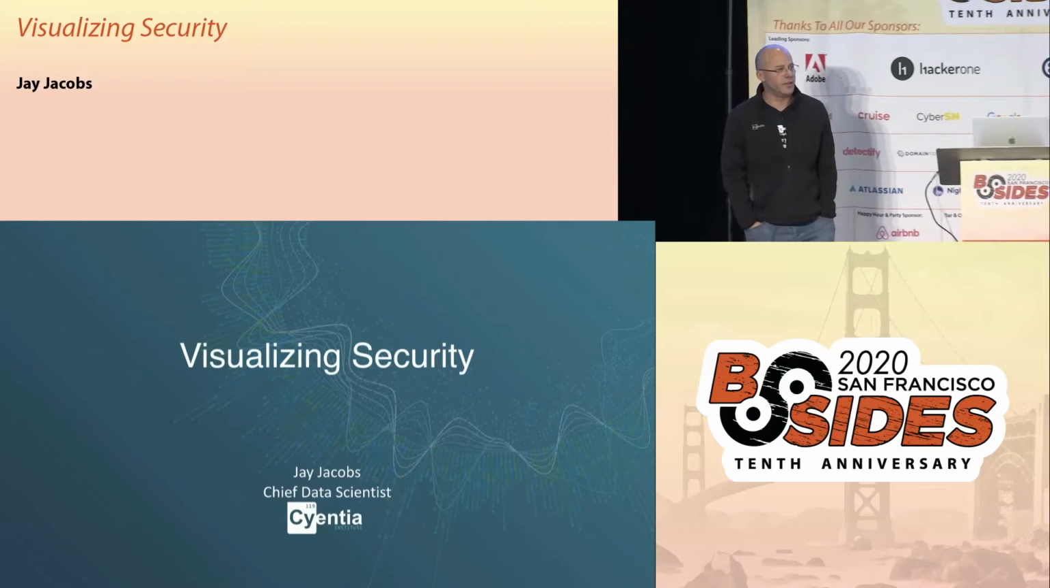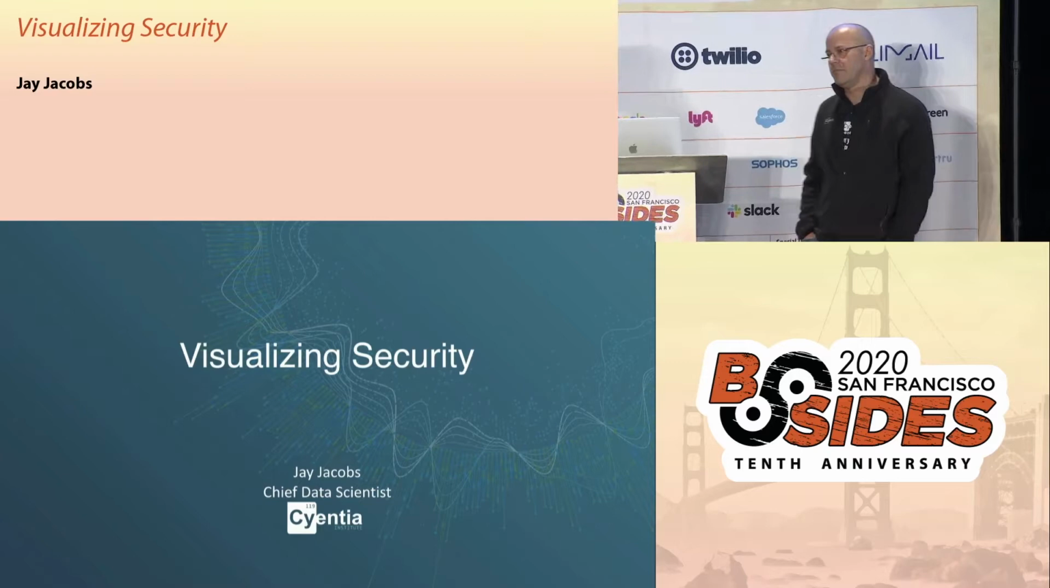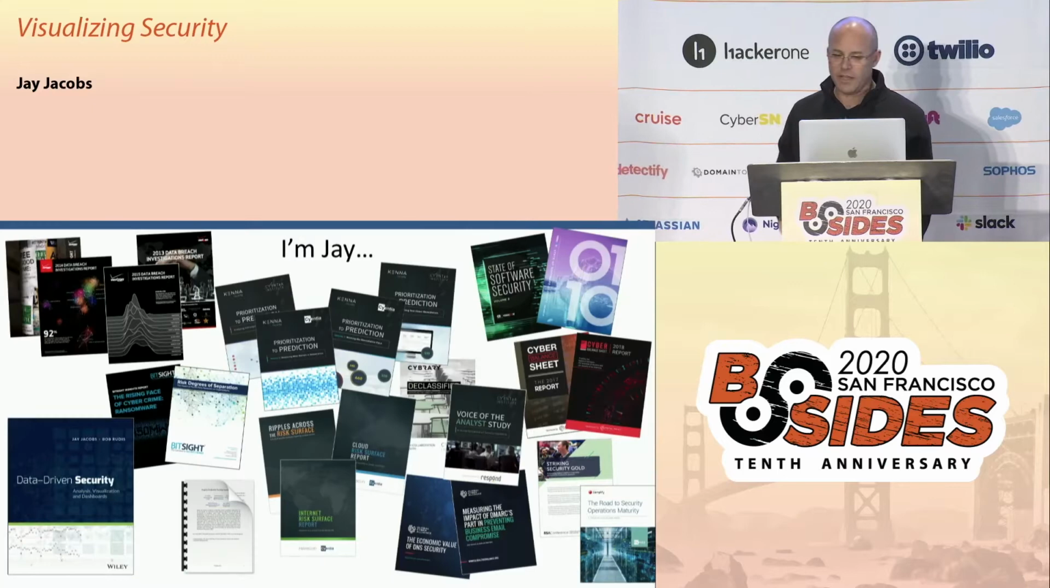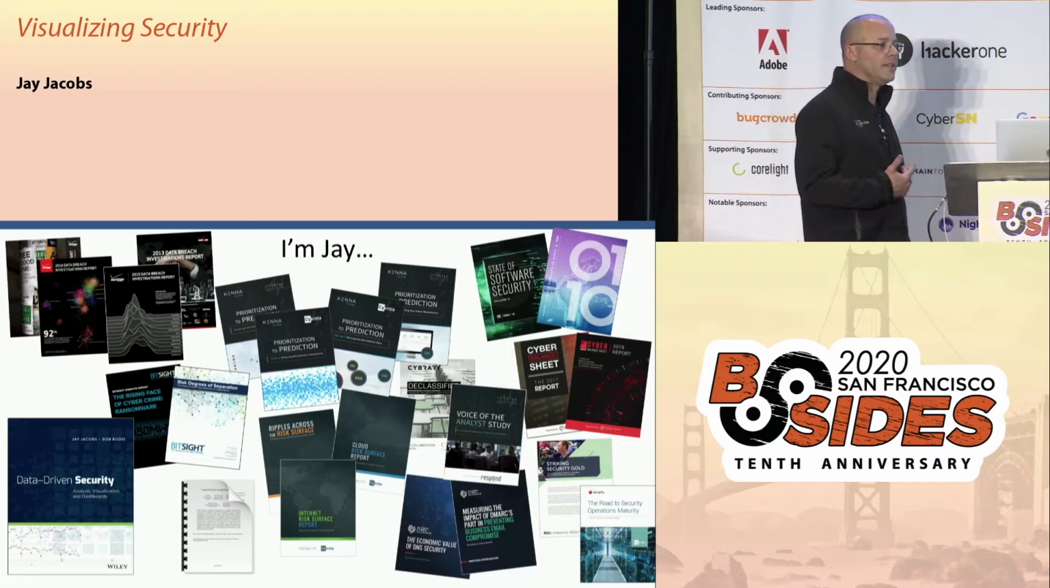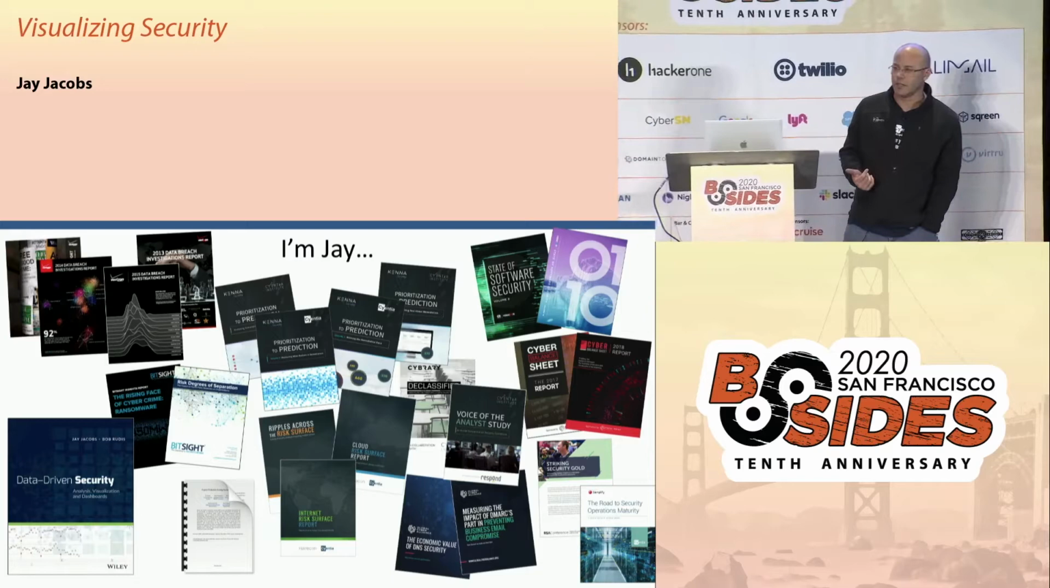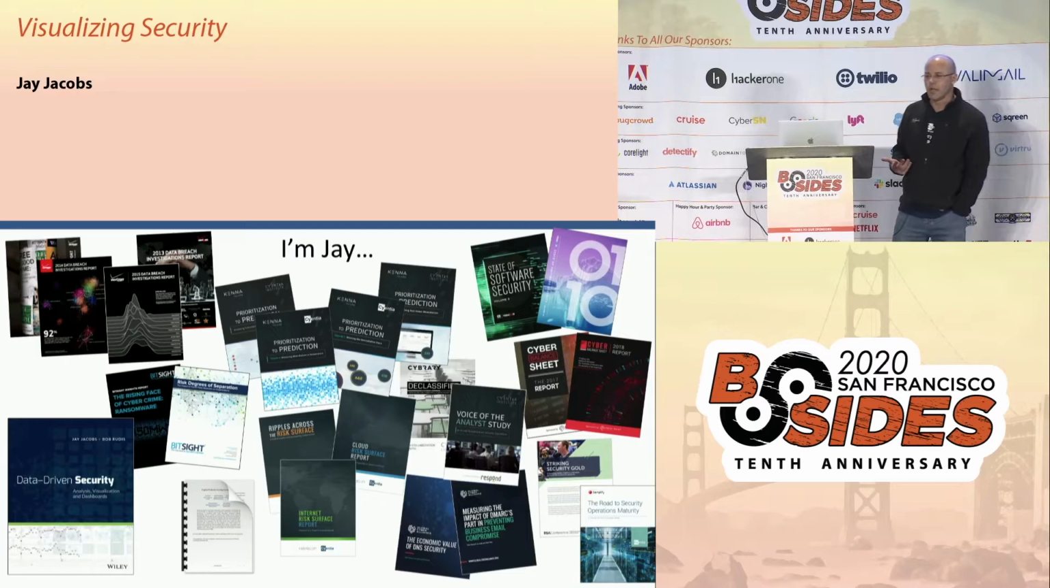My name is Jay Jacobs. I am a data scientist. And as a way of a bio, I put up a bunch of pictures. Basically, I've been doing a lot of research into security, a lot of visualizations. In the upper left, I spent several years working on the Verizon DBIR. In the lower left, a book called Data-Driven Security that I wrote with Bob Rudis. It's been out for a few years now.